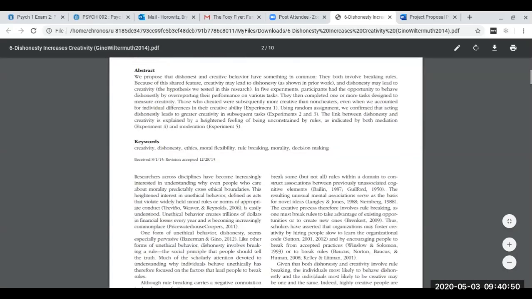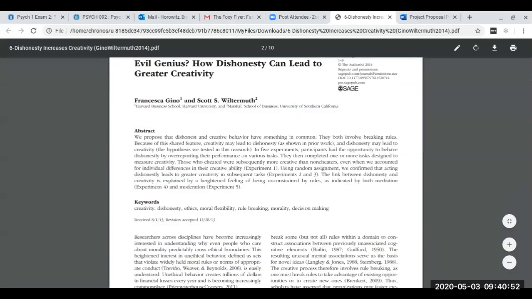So let's begin here. The abstract says, we propose that dishonest and creative behavior have something in common. They both involve breaking rules. Because of this shared feature, creativity may lead to dishonesty, as shown in prior work, and dishonesty may lead to creativity, the hypothesis we tested in this research. In 5 experiments, participants had the opportunity to behave dishonestly by over-reporting their performance on various tasks.